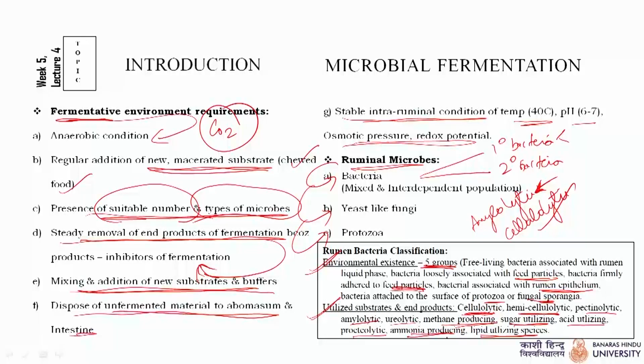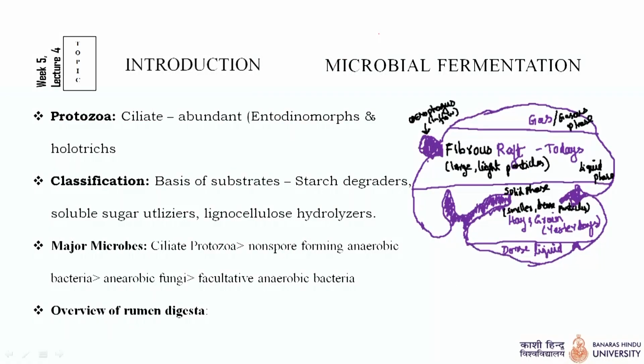So an example I would like to give for some bacteria, like for example cellulolytic, is the first one, Ruminococcus. The Ruminococcus species, you can say, is an example of a major cellulolytic bacteria. Like that, we can say there are many bacteria, many examples are there. Next, we'll go to the protozoa.